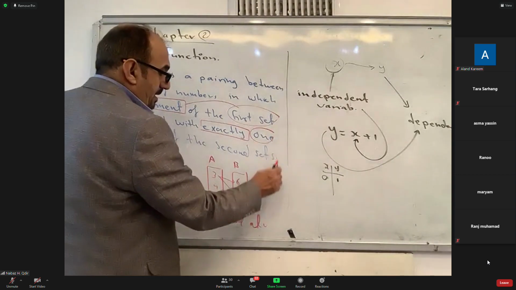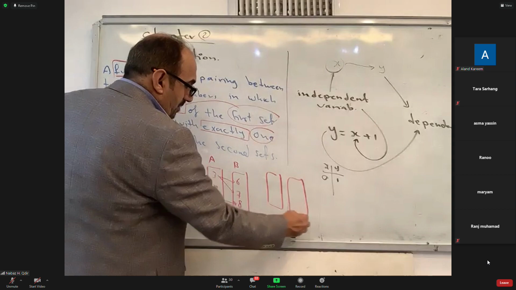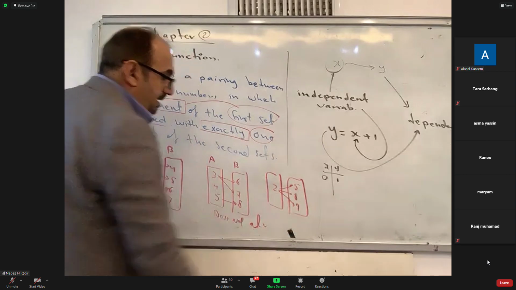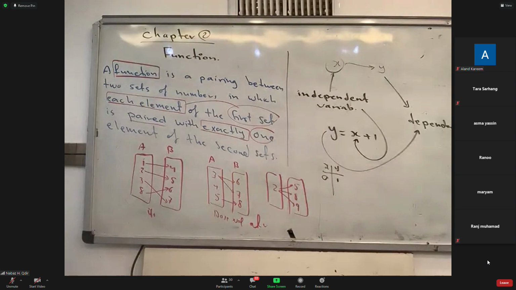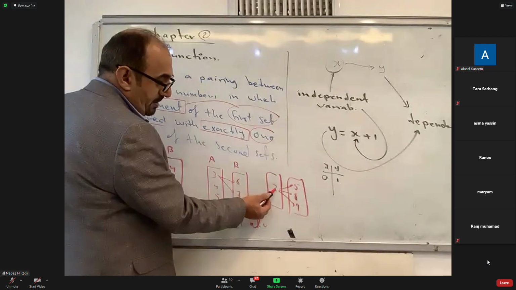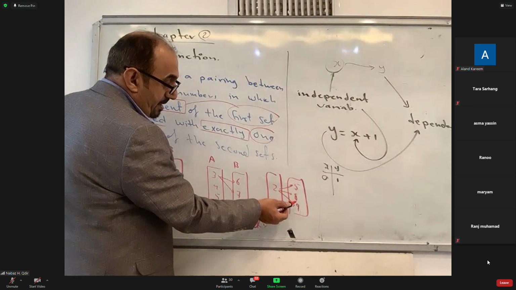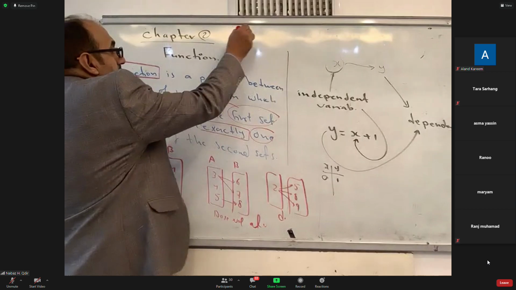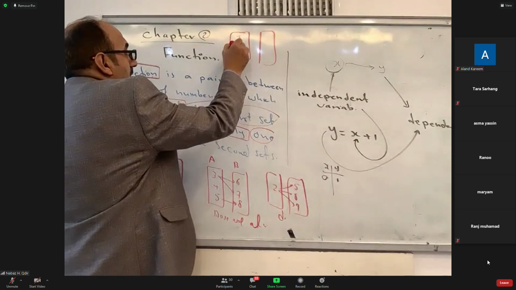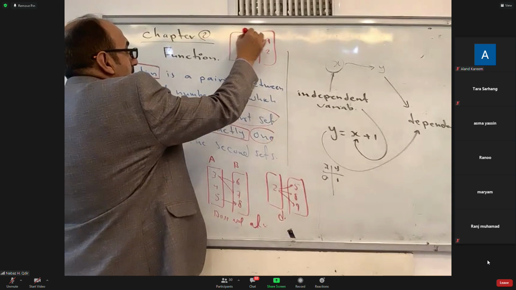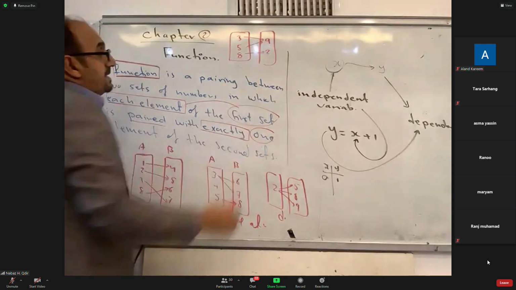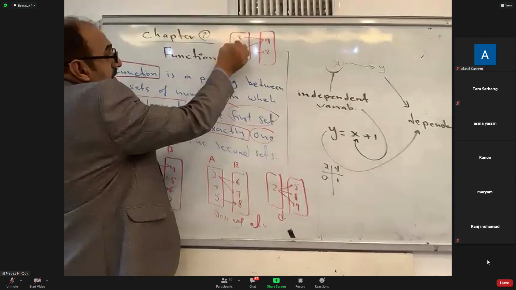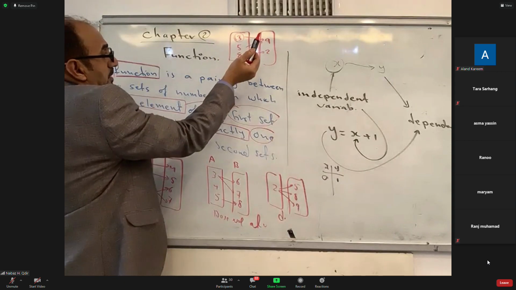For example, you have a set of 2, 5, 8, 9. Sorry, it's not a function because 2 is connected with 3 elements. But the reverse, it does not a function. But here, for example, you have 3, 5, 8, 9, 2. This is a function. Look, if I come to the first set, this number 3 is connected with 9.